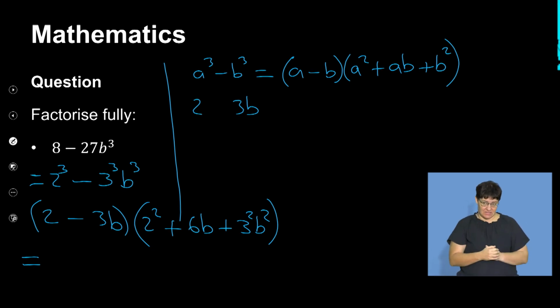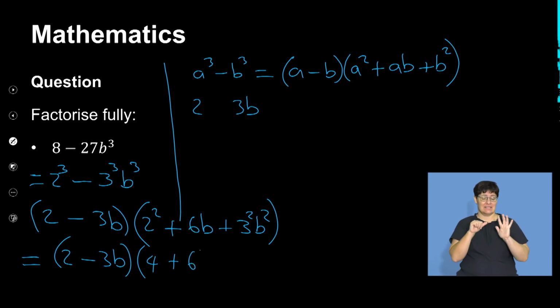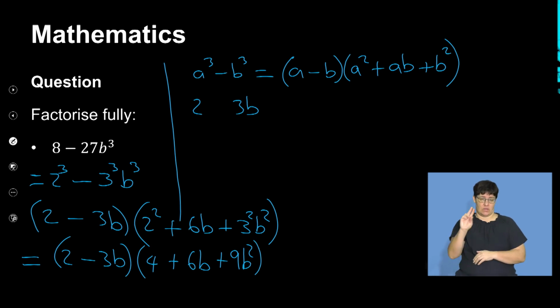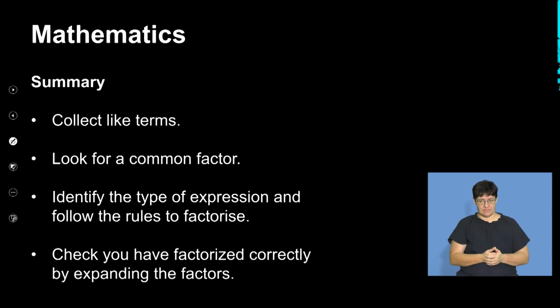The 2 squared, you can't leave it as 2 squared. The 3 squared, you can't leave it as 3 squared. So this will be 2 minus 3b in one bracket, and then here it will be 4 plus the 6b plus the 9b squared. And that will be the final answer there.